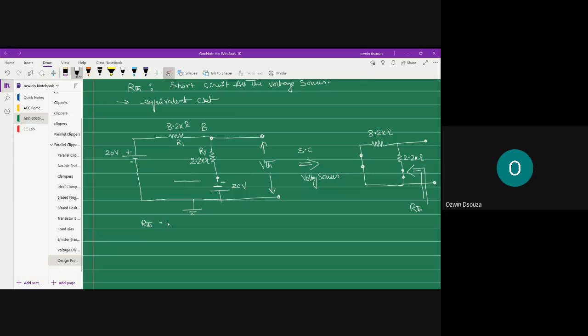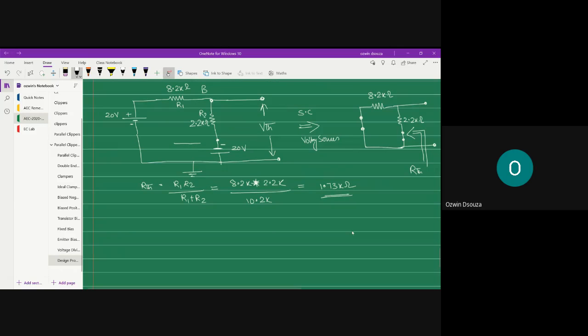So RTH in this case is R1 parallel with R2. That is R1 into R2 divided by R1 plus R2. So that's 8.2K multiplied by 2.2K divided by 8.2K plus 2.2K. So that gives the RTH value as 1.73 kilo ohm. Okay, so that's your RTH.